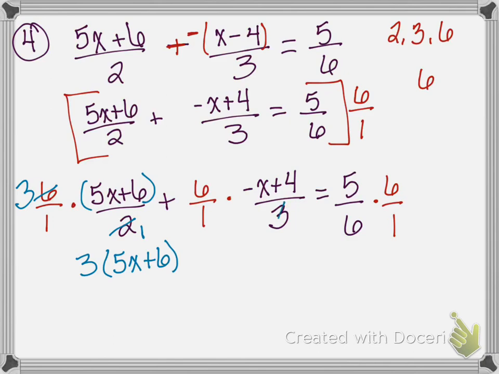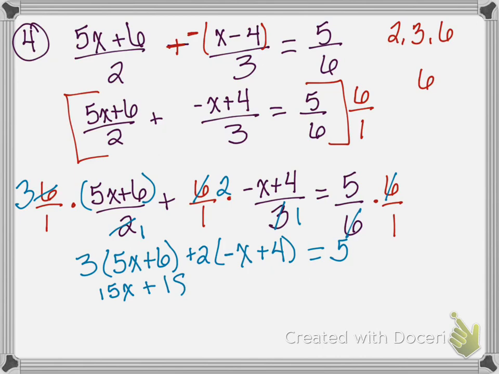Okay. Here, 3 goes into 3 one time. 3 goes into 6 2 times. And this 2 is times negative x and the 4. On the right side, the 6 cancels out, and I'm left with 5. I distribute. 3 times 5x is 15x. 3 times 6 is 18. 2 times negative x is minus 2x. 2 times 4 is 8.